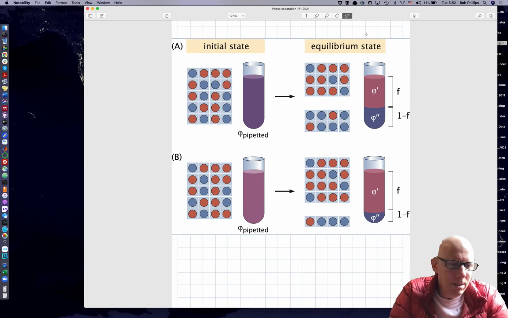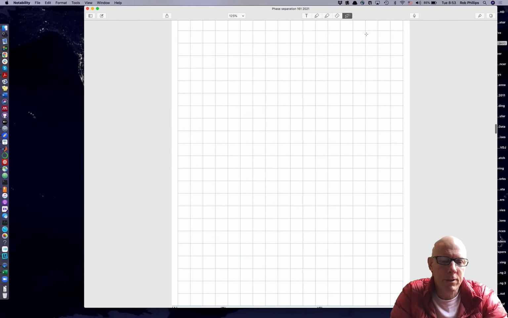Basically, all it is is an imposition of conservation of mass. If you count the number of red molecules, you should check me and I hopefully didn't make a mistake. But if you count the number of red molecules on the left and you count the number of red molecules on the right, what you'll see is that they're the same. But the blue-rich phase has very few red molecules and the red-rich phase has very many. And so what we do is we balance the amount of phi prime and phi double prime such that the total number of reds and the total number of blues is equal to what we have pipetted. So that's what's going on in this picture.